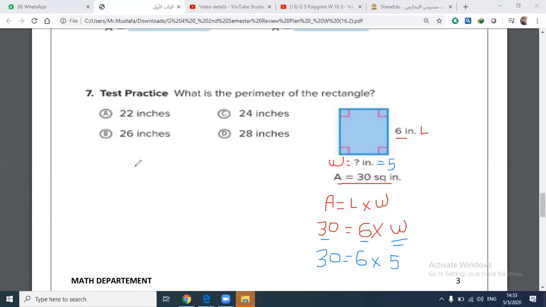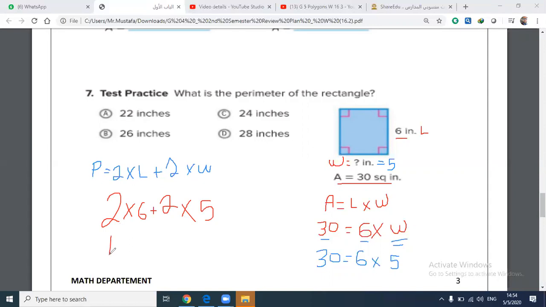So now I can find the perimeter for this rectangle by using the formula: twice the length, 2 times by length, plus twice the width, 2 times by width. So now I can write 2 times by length, which is already given by 6, plus 2 times by width. I found it already by 5.